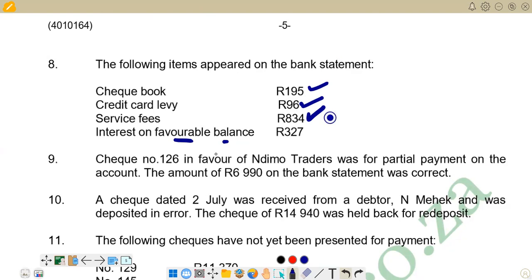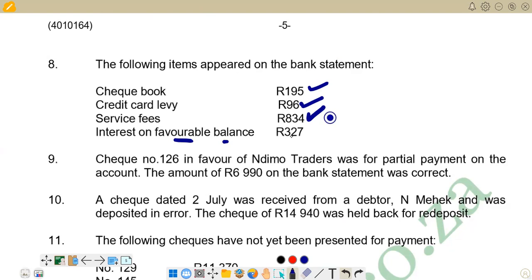Because when it's a favorable balance in the bank statement, it will be on the credit side, and unfavorable will be on the debit side on the bank statement. So remember, when we are receiving money, it's credited in the bank statement. So this interest, we are receiving it there because it's an interest on the favorable balance.